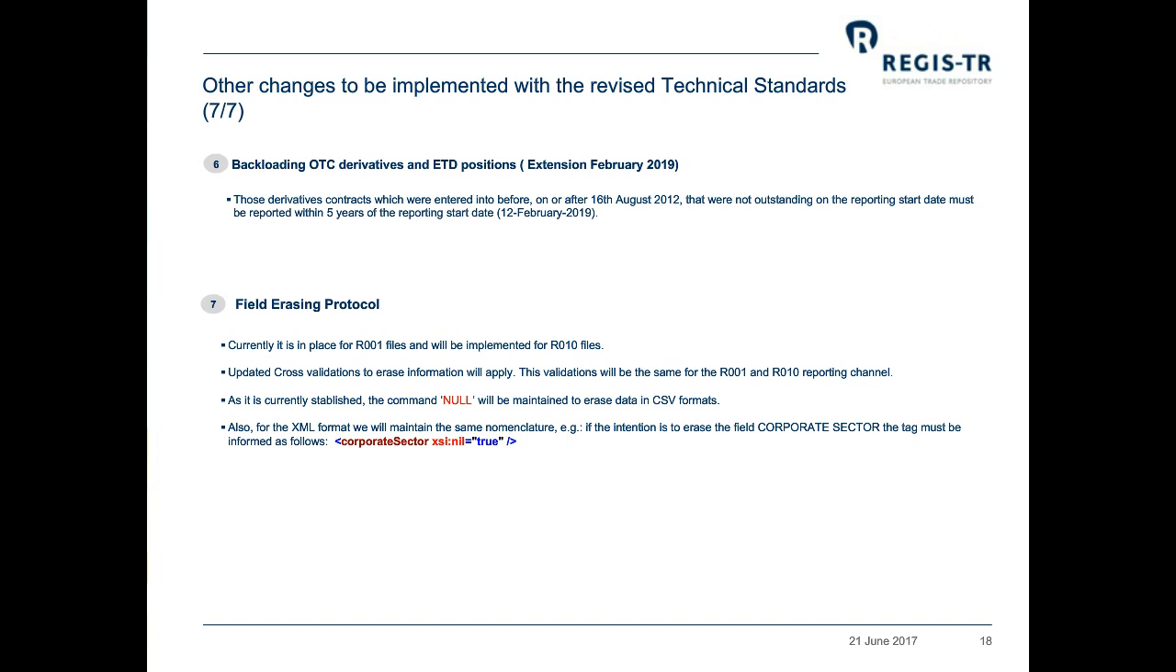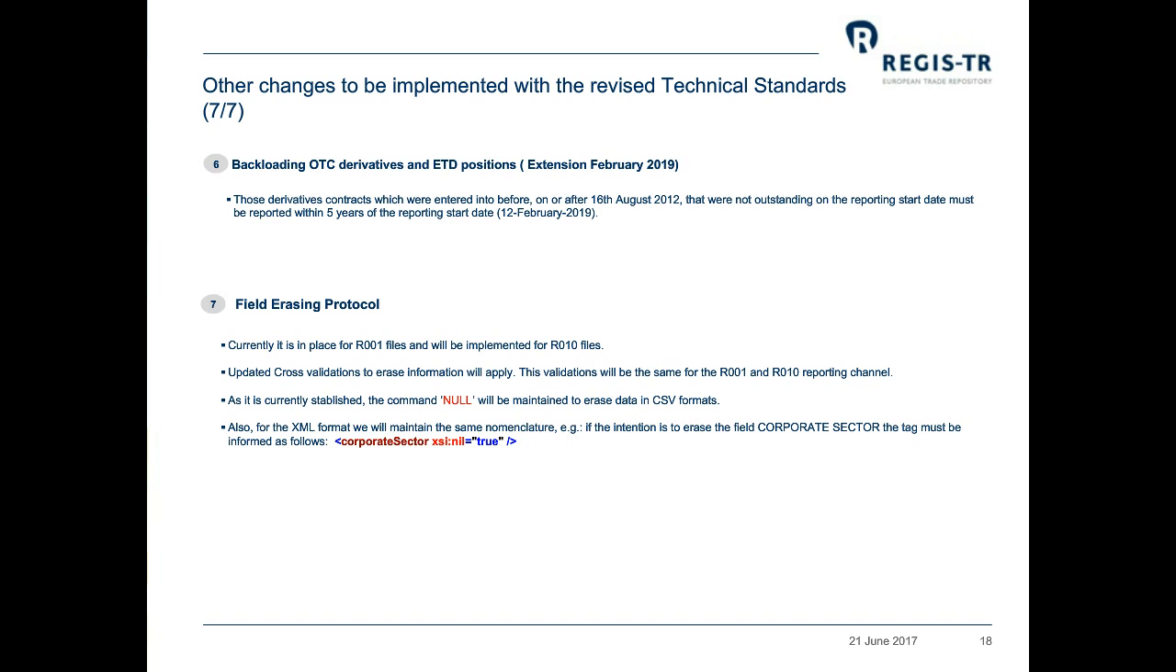So this is why we are going to ask clients to send both files. In order to send both files, we will enable a new section in the private area of the clients. One is going to be the authorized reporting entity CSV file, and the other one the delegated reporting entity CSV file. So this is the only way to send the information to REGIS-TR. There is not going to be another channel to send this information.